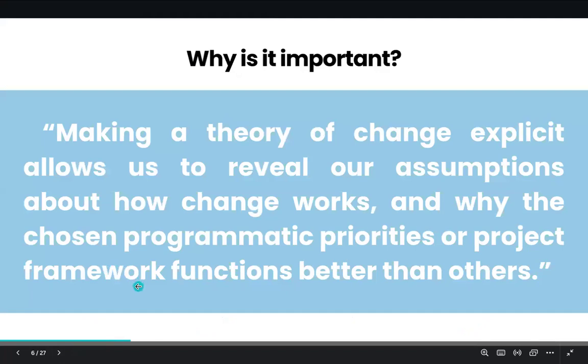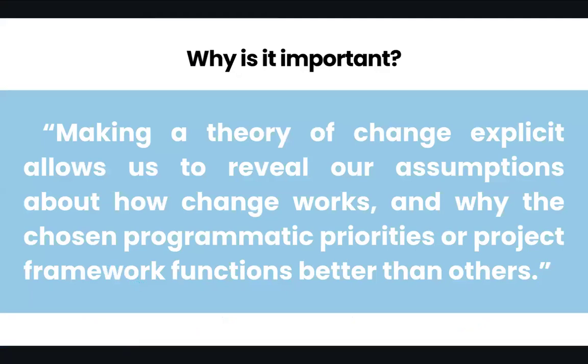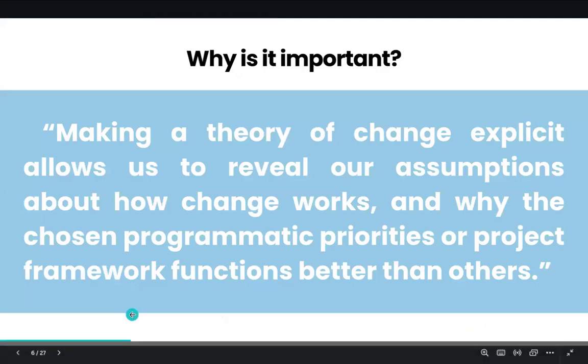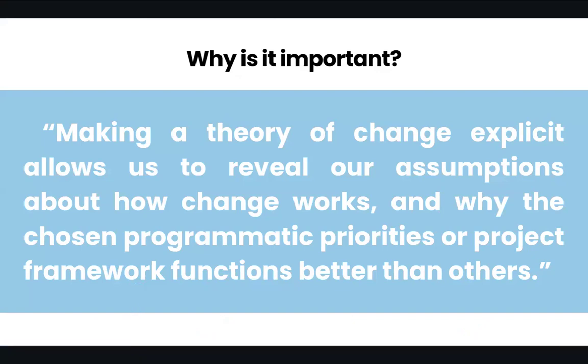Why is a theory of change important? Making a theory of change explicit allows us to reveal our assumptions about how change works and why the chosen programmatic priorities or project framework functions better than others. So your theory of change is essentially laying out why your program is going to work to meet a certain need or solve a certain conflict and base all of your assumptions on research and evidence.